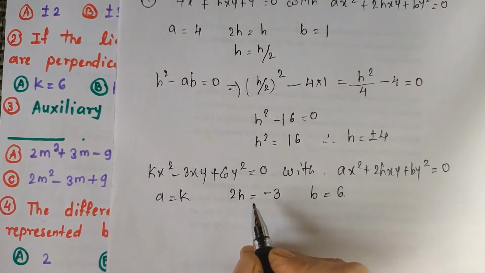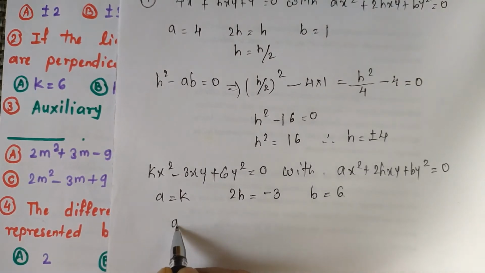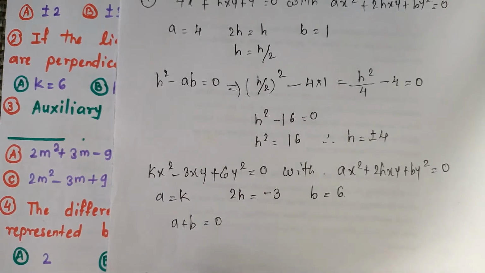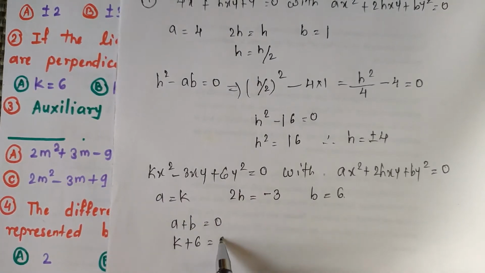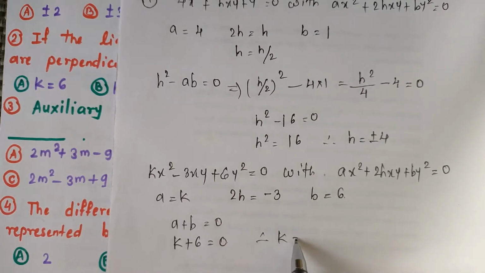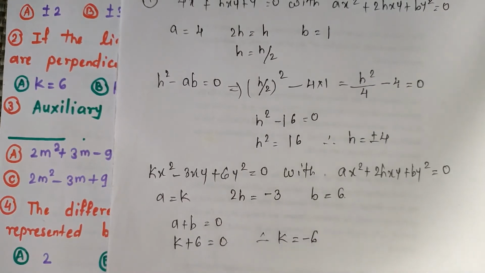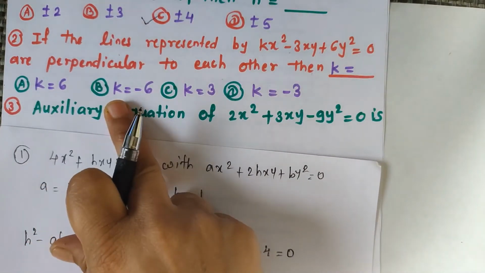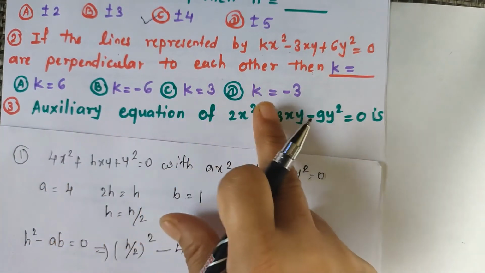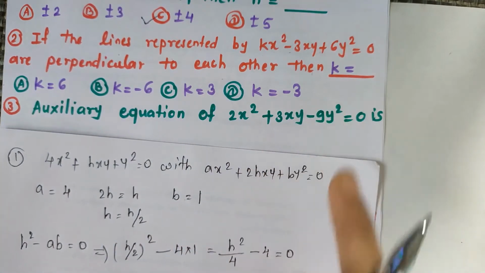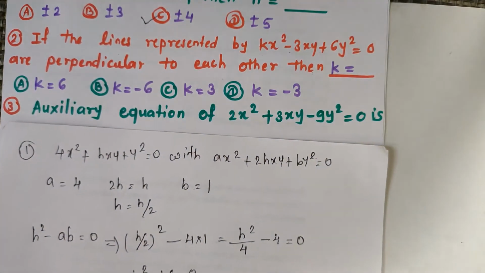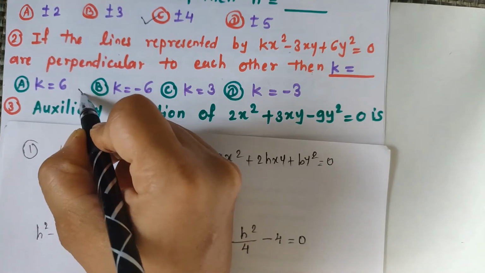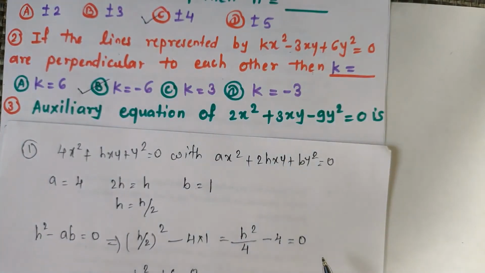So the condition for perpendicular lines is a plus b is equal to 0. Here a is k and b is 6. So k plus 6 is equal to 0 and therefore k is equal to minus 6. Now let's see the options. k is equal to 6, k is equal to minus 6, k is equal to 3 and k is equal to minus 3. Our answer is k is equal to minus 6. So the correct option is B, k is equal to minus 6. Let's see the third example.